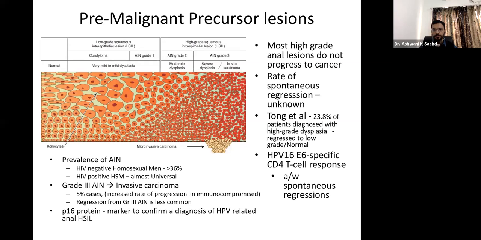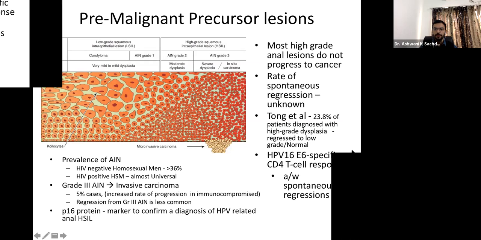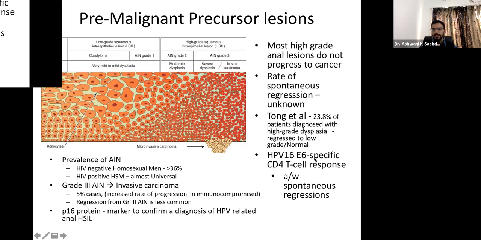But regression from grade 3 AIN to lesser grades is very uncommon or less known actually. In one study by Tong et al, they found about 23% of the patients who were diagnosed with high grade dysplasia regress to normal grade. And HPV 16 E specific CD4 T cell response, if it is present in the tumor, is associated with spontaneous regression.